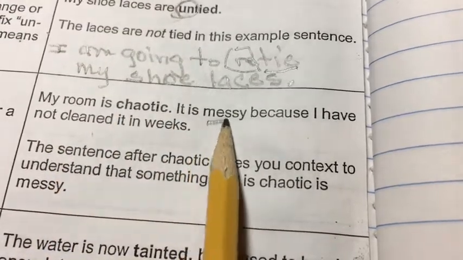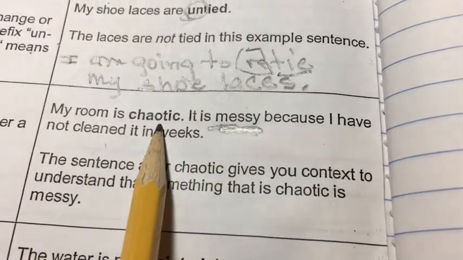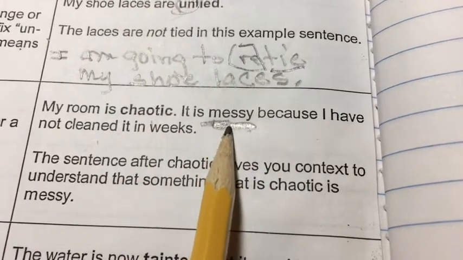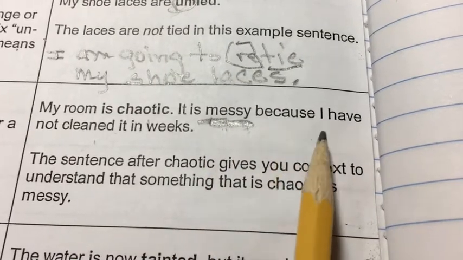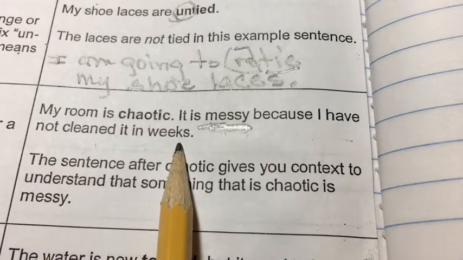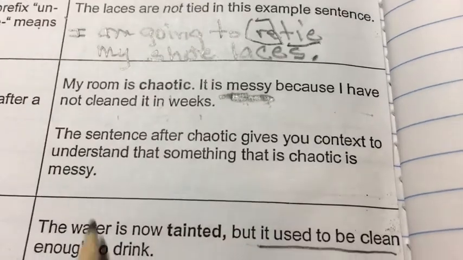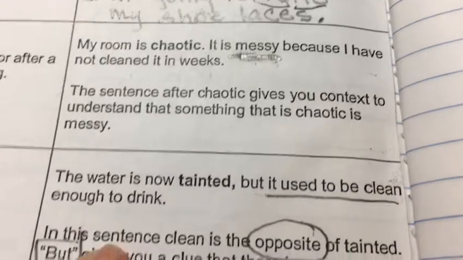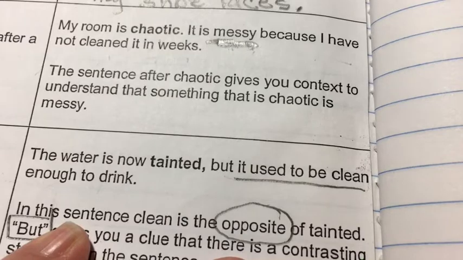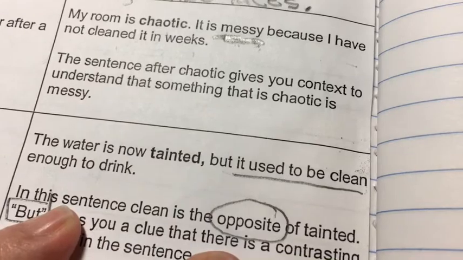So it is messy. This is the word that lets you know what chaotic means. If you want to know what the author means by messy, he gave you some more information by saying, because I have not cleaned it in weeks. Okay? So if you haven't cleaned your room in weeks, you have a chaotic room. I'm going to read this part to you now. The sentence after chaotic gives you context to understand that something that is chaotic is messy.